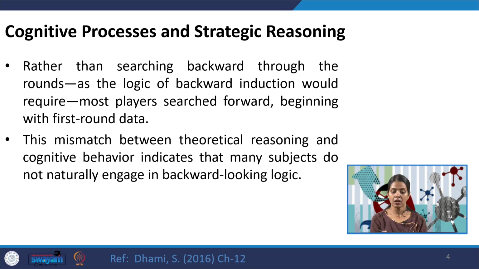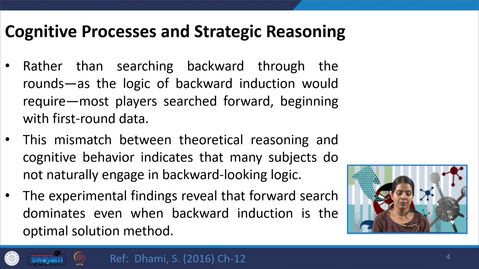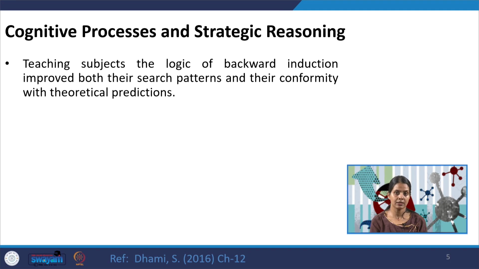This mismatch between theoretical reasoning and cognitive behavior indicates that many subjects do not naturally engage in backward looking logic. The experimental findings reveal that forward search dominates even when backward induction is the optimal solution method. So, basically people do not follow the optimal solution method as prescribed by the classical game theory. Teaching subjects the logic of backward induction improved their search patterns and their conformity with the theoretical predictions. So, again the point is that rationality does not come naturally.